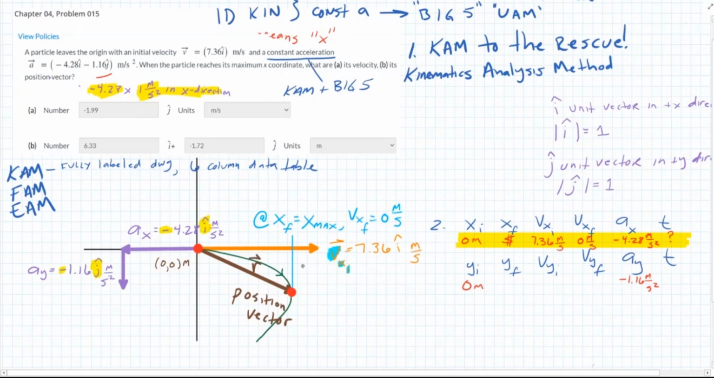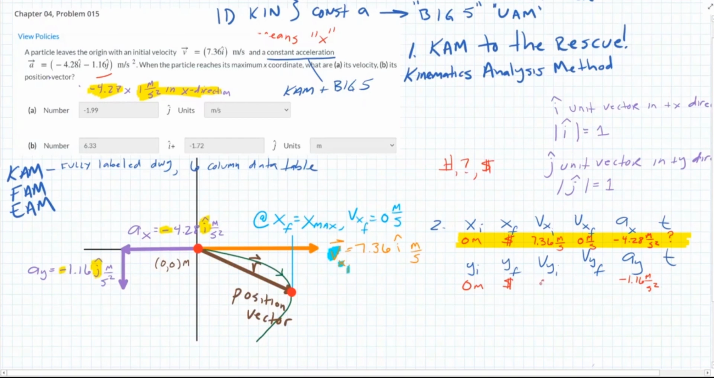Okay, so that's it for my x data. What about my y data? When the particle reaches its maximum, so what else can I say? Y final, I guess I got everything. Everything needs a number or a question mark or a dollar sign. So I got a number for y initial. Y final, I got to find that. That's part of my position vector. So I must find y final.